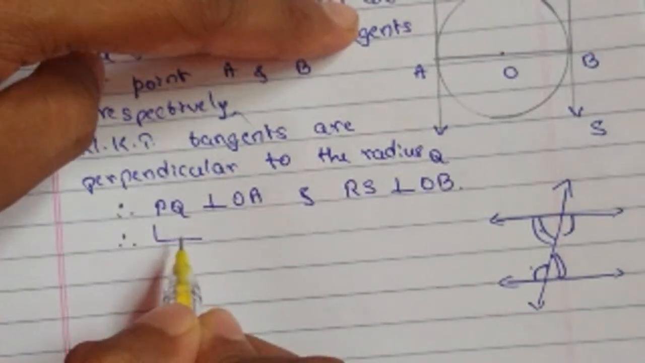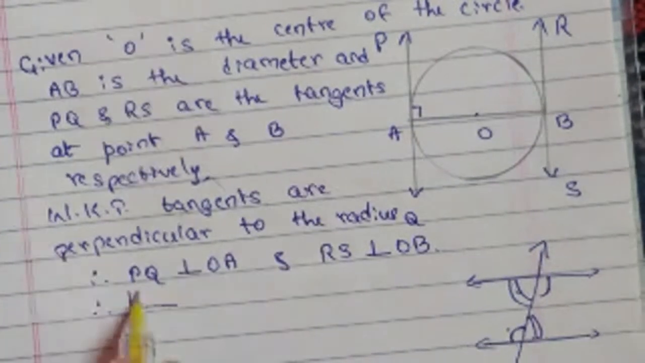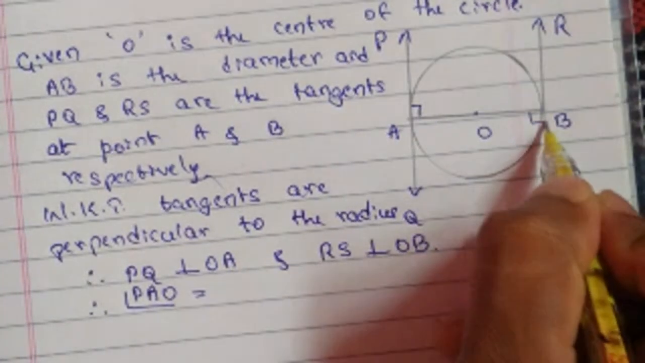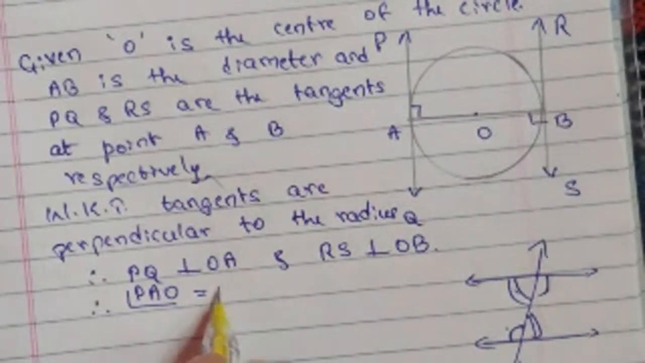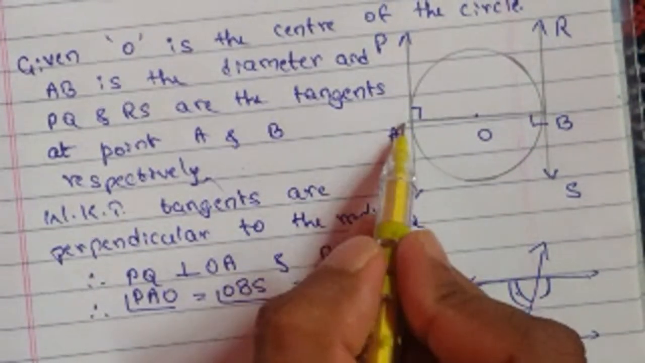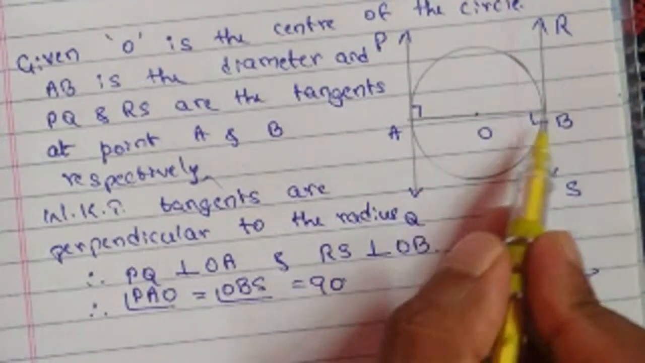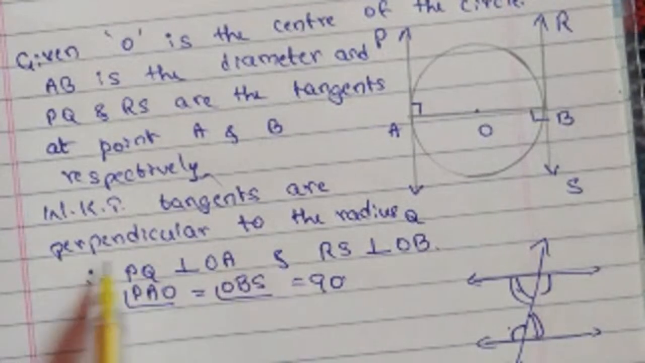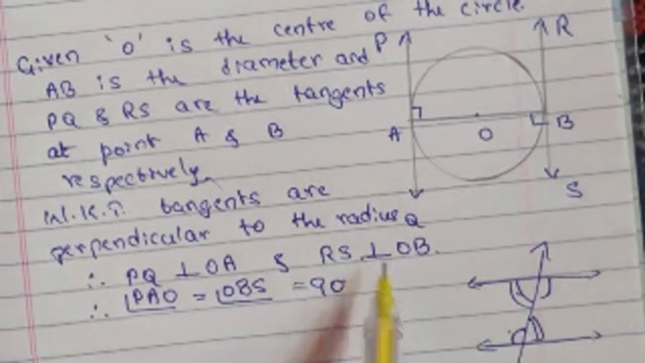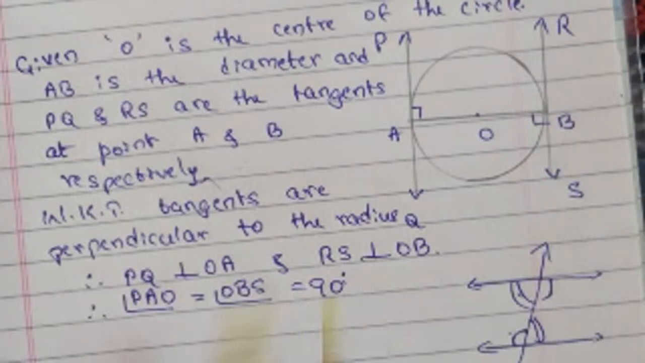So I will consider this angle, that is angle PAO, and then here I will consider this angle, that is angle OBS, and both are equal to 90 degree. Angle PAO is equal to 90 degree, and similarly angle OBS is equal to 90 degree, because here the reason is PQ is perpendicular to OA, similarly RS is perpendicular to OB. So therefore these two angles are equal to each other.